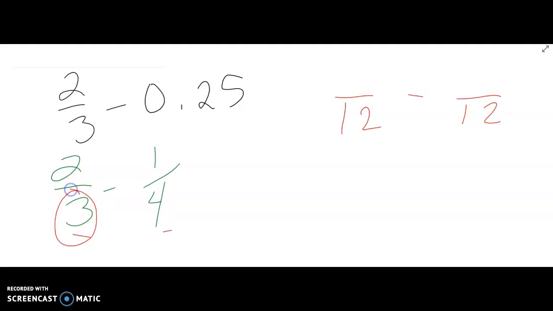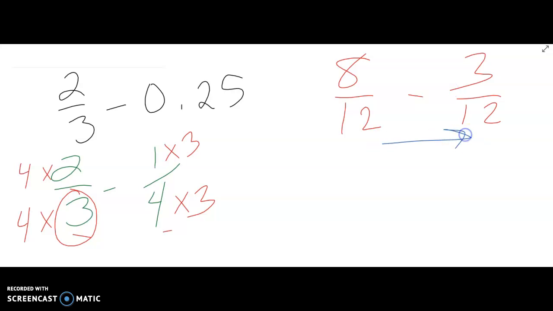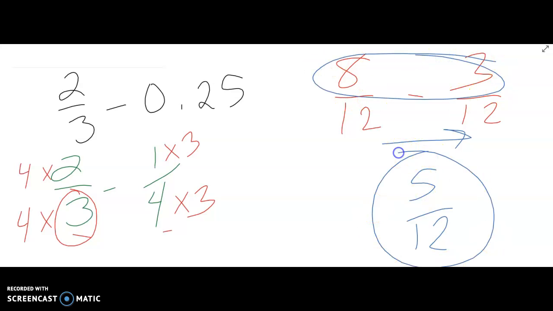Now, to go from 3 to 12, I multiply by 4. So if I multiply that numerator by 4, 4 times 2 gives me 8. So 8/12 is an equivalent fraction to 2/3. Now, similarly, if I have 1/4, to go from 4 to 12, I multiply by 3, and therefore I multiply the numerator by 3, and 1 times 3 is 3. So now that I have the same denominator, I can go ahead and subtract, and I know that 8 minus 3 is 5, and therefore simplified 2/3 minus 25/100 is 5/12.